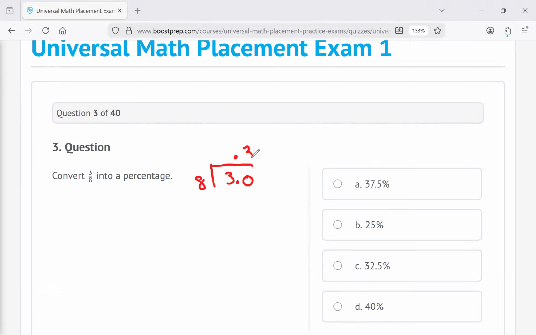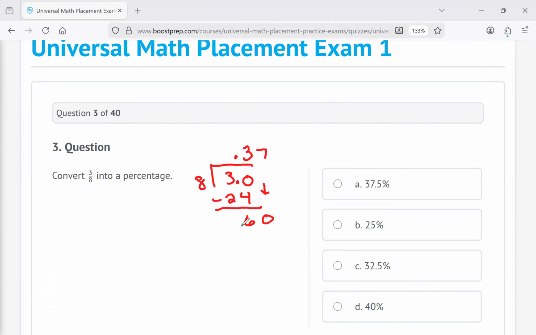About 3, right? 8 times 4 is 32, too large, so 8 times 3 is 24. And then what's 30 minus 24? 6. And then bring down the extra 0. How many times does 8 go into 60? About, let's see, 8 times 8 is 64, so 7, right?